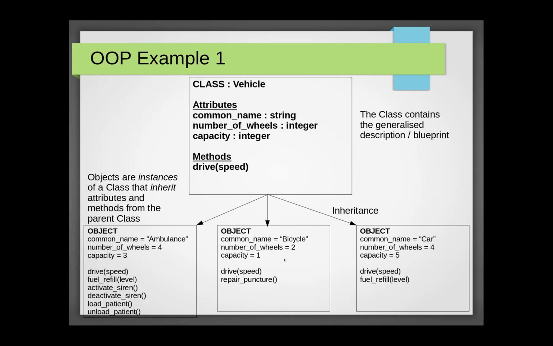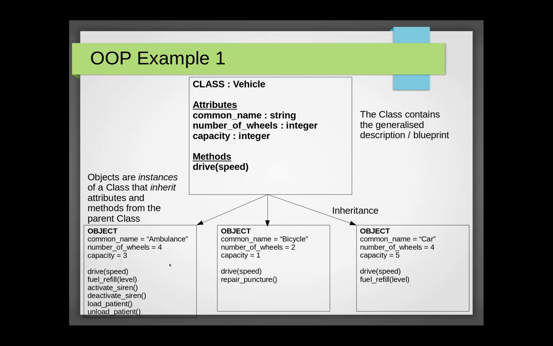So here we've got another example. We've got common name bicycle. Again, this is an object that's an example of this blueprint class of vehicle, which has common name bicycle, number of wheels 2, capacity 1. It also inherits the drive method. This one's got its own little method here called repair puncture. And then here we've also got an object called car with 4 wheels, capacity of 5. Again, it inherits the drive method and also has the fuel refill method.